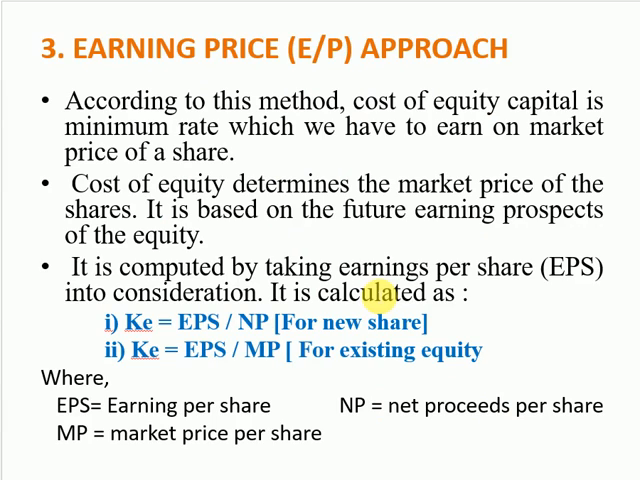The third approach for the calculation of cost of equity capital is earning price approach. Here K is calculated by considering earning per share. So here K is the minimum rate which we have to earn on market price of a share. And it is calculated with the formula K is equal to EPS upon net proceed for new share. For existing equity, K is equal to EPS upon market price.